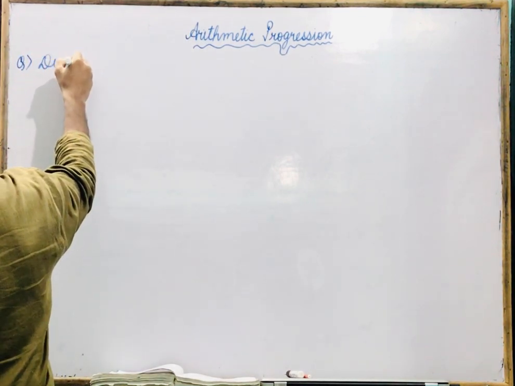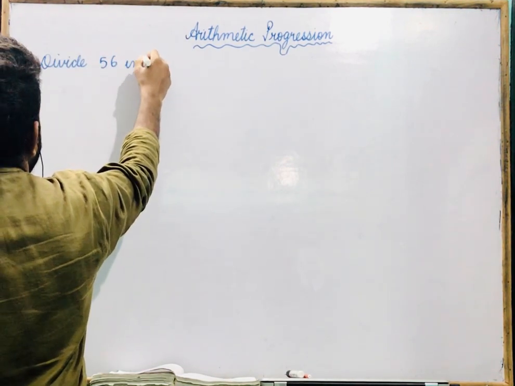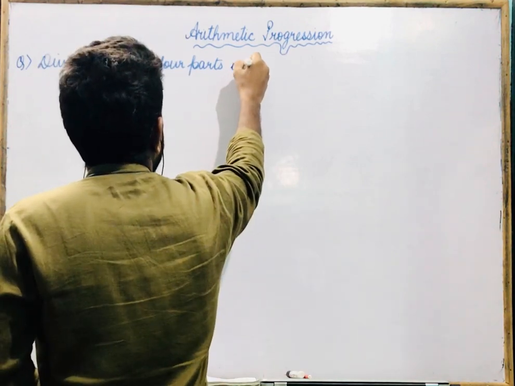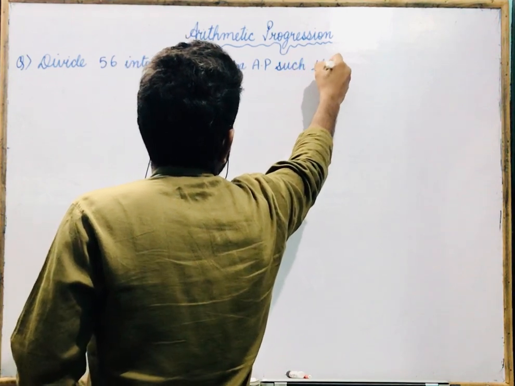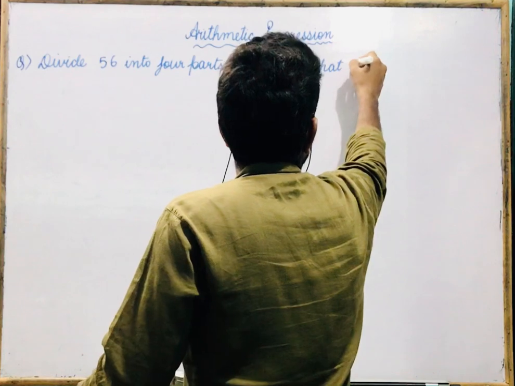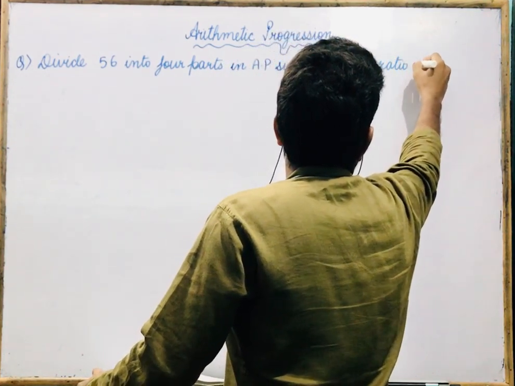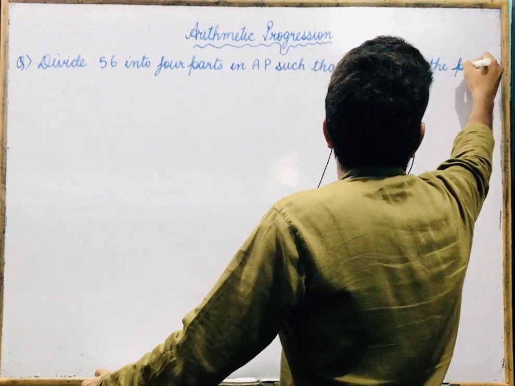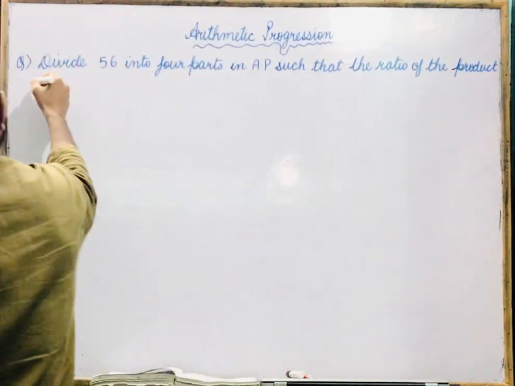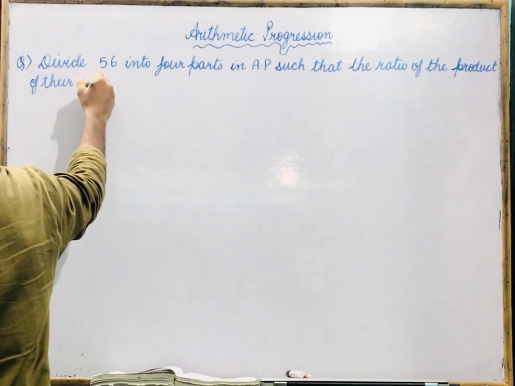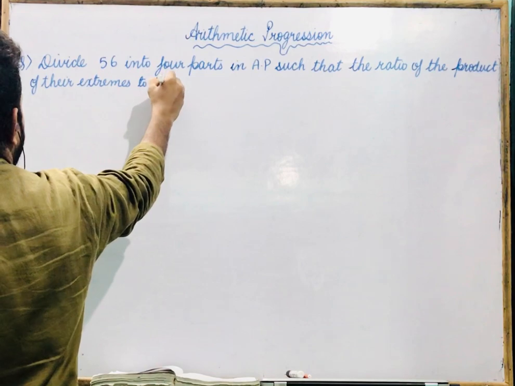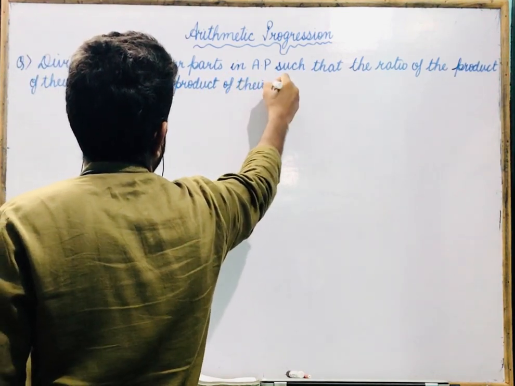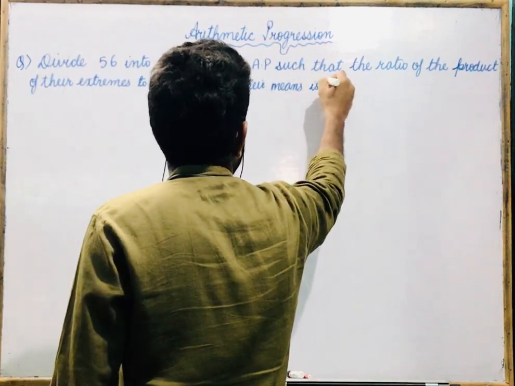Question. Divide 56 into 4 parts in AP such that the ratio of the product of their extremes to the product of their means is 5:6.